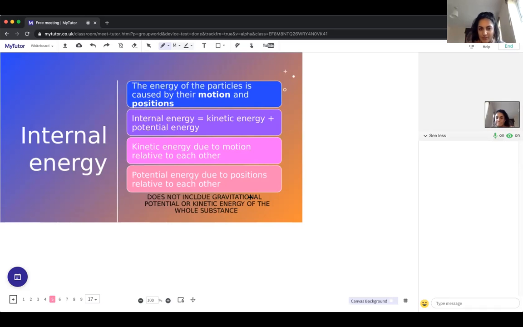Okay, so it only includes the kinetic energy of each of the individual particles and the potential energy of the positions of the particles. Because the particles are being held in a certain position, there must be an energy which is keeping them in that position. And that is what is known as potential energy. So it's this energy associated with the position of a particle that keeps the particle where it is.